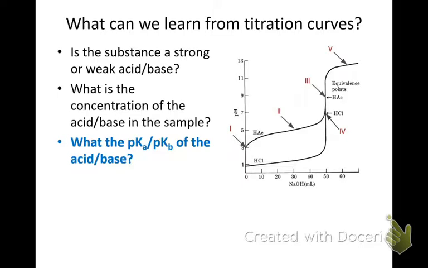The final thing that we can learn from a titration curve is what is the pKa or pKb of a weak acid or base that we titrate. So all of the pKa's and the pKb's that we list in tables somewhere have all been measured using experiments. And this is one example of an experiment that we could use to make that kind of measurement.